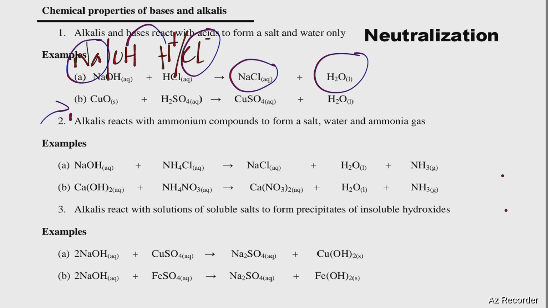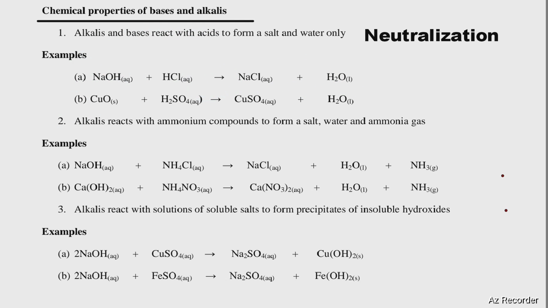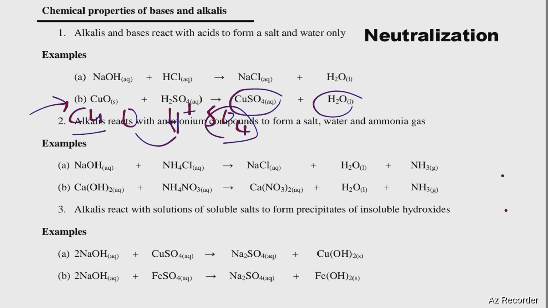Just to explain it a bit further, question example B. You're going to have copper and oxide splitting. Similarly, H and the sulfate will split. So copper will combine with the sulfate here, forming copper sulfate. These two will combine, forming what? Water. The same thing basically happens. That's how this reaction proceeds.